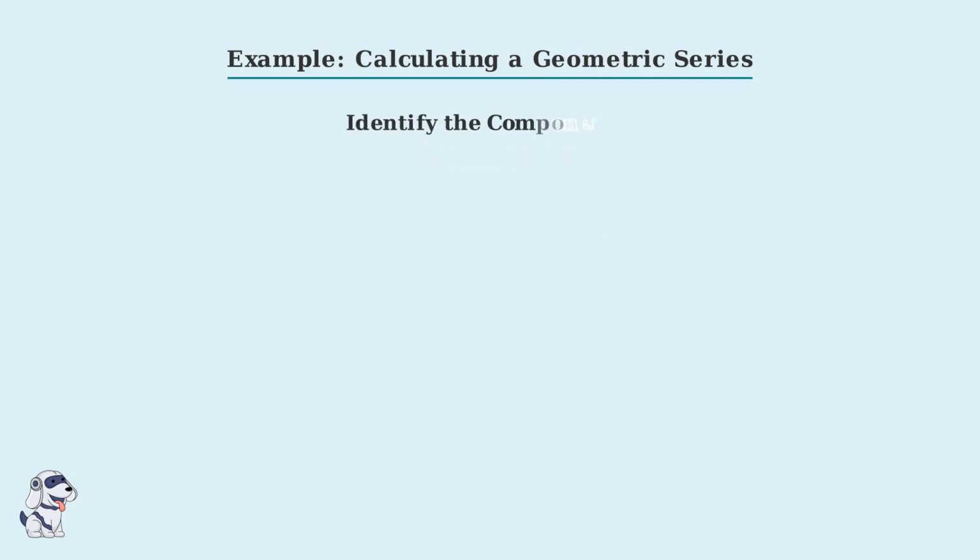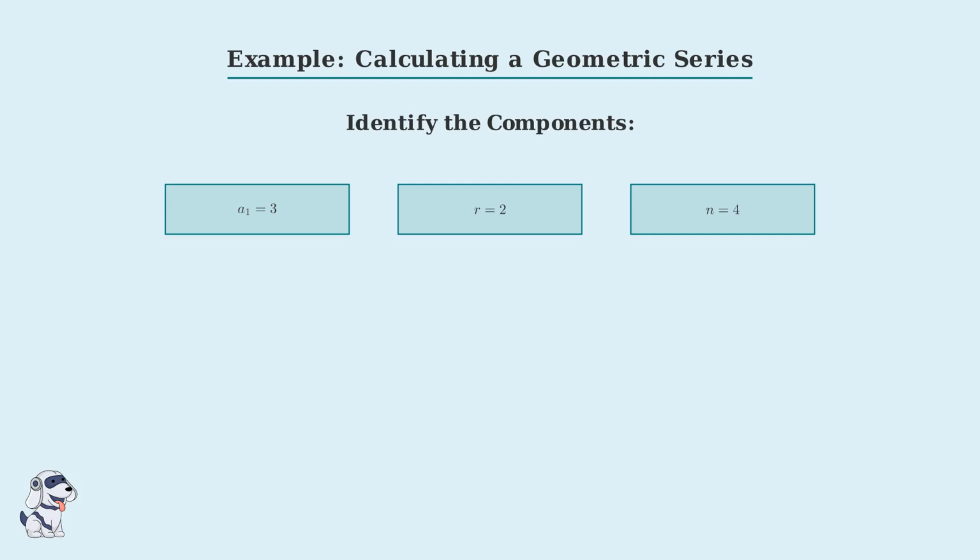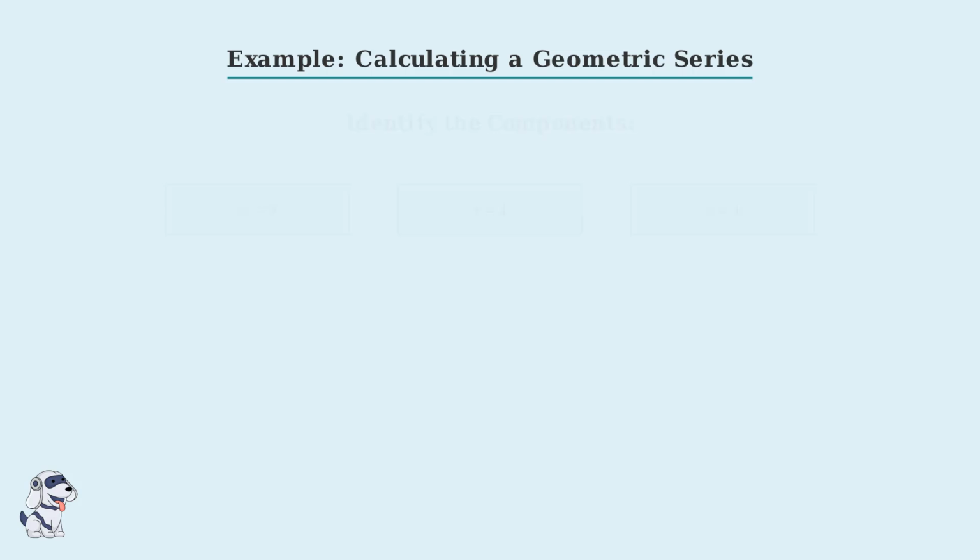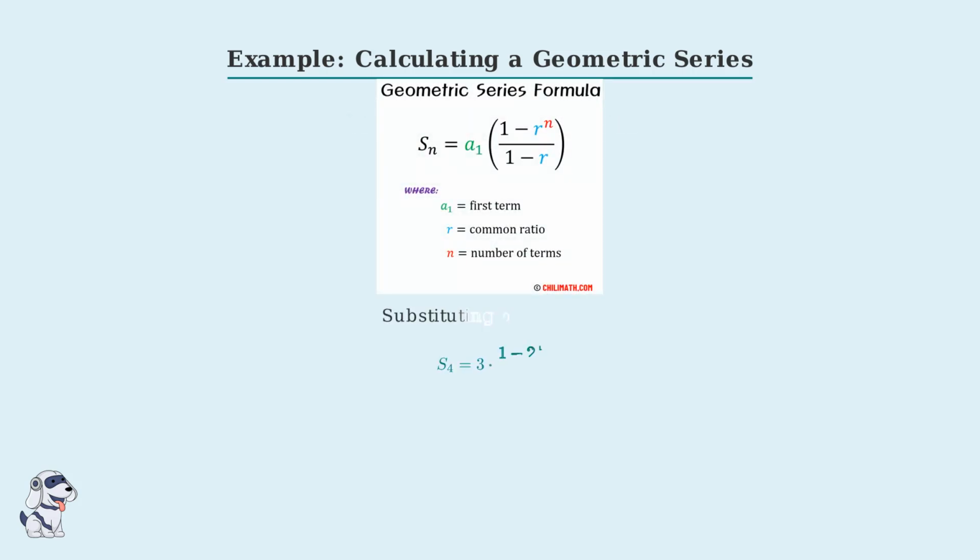First, we need to identify the key components of our geometric series. The first term a1 equals 3, the common ratio r equals 2, and we want the sum of n equals 4 terms. Now we'll apply the geometric series formula. The formula for the sum of the first n terms of a geometric series is Sn equals a1 times 1 minus r to the n, all divided by 1 minus r.